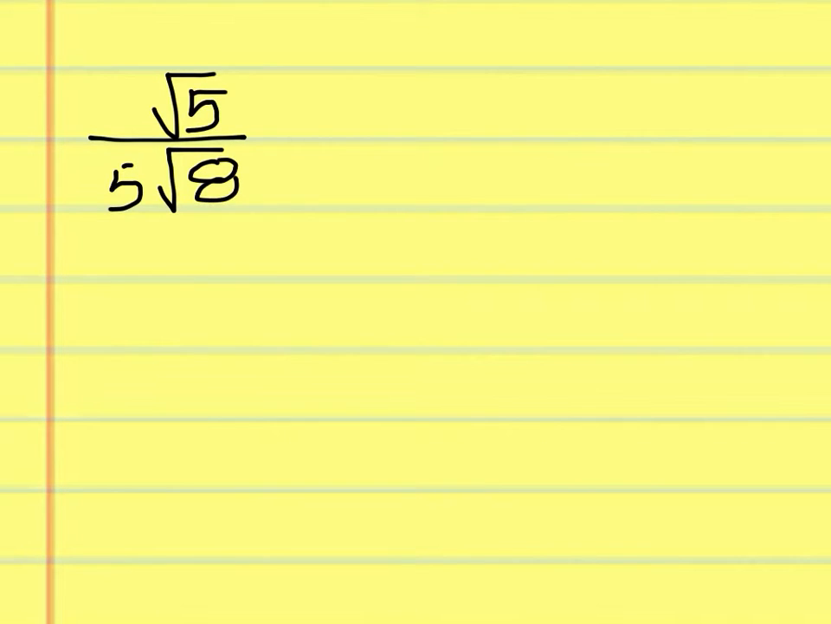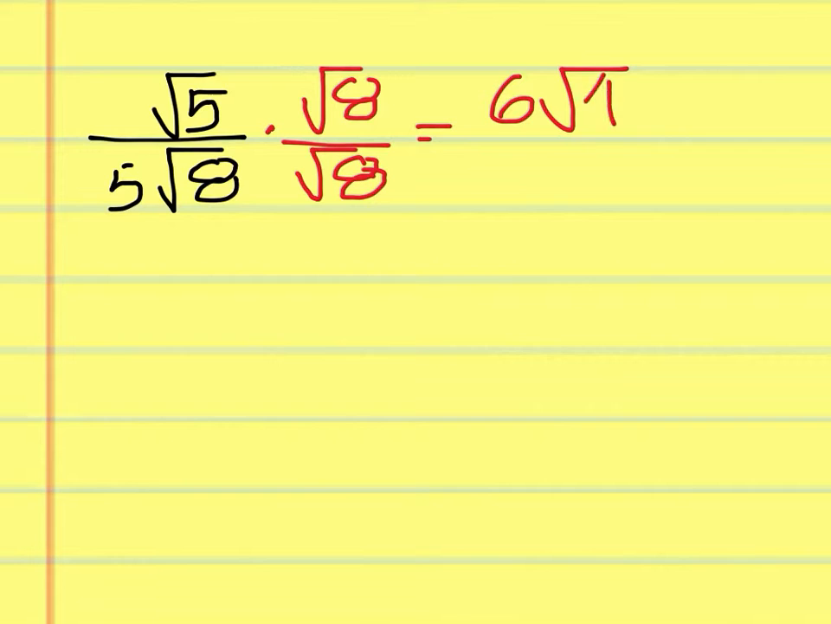This one is 6 square root of 5 over 5 square root of 8. Is there anything I can do to simplify this before I start getting the radical term off the bottom? No. So just multiply the top and the bottom by the square root of 8 to come up with 6 square root of 40 over 5 times 8, which is really going to be a 40 on the bottom.